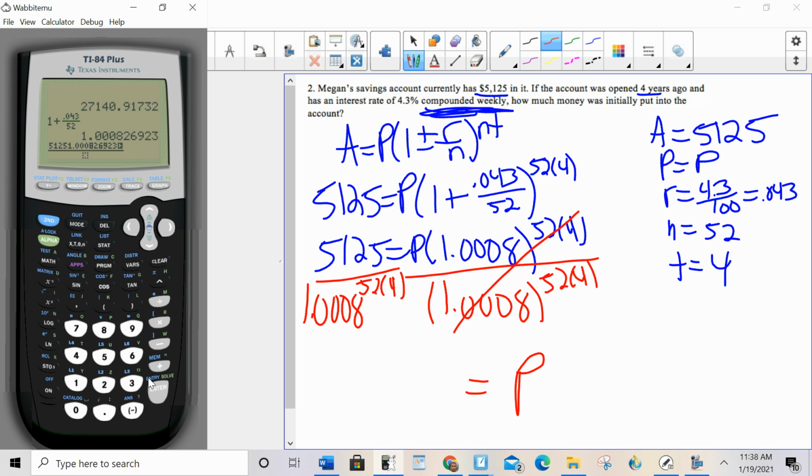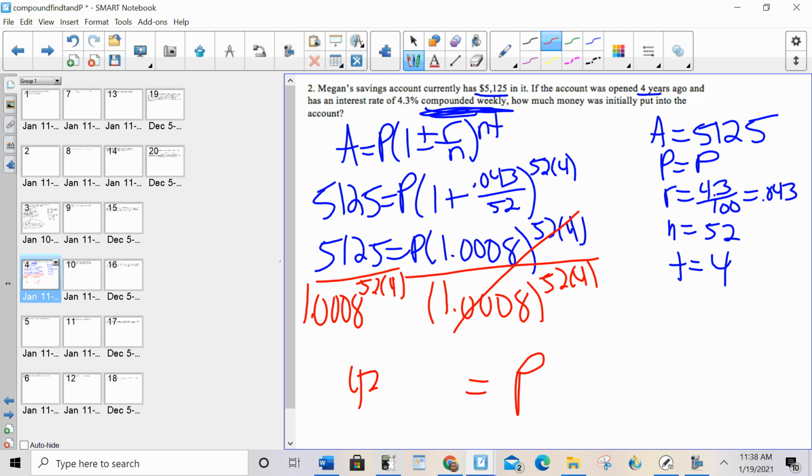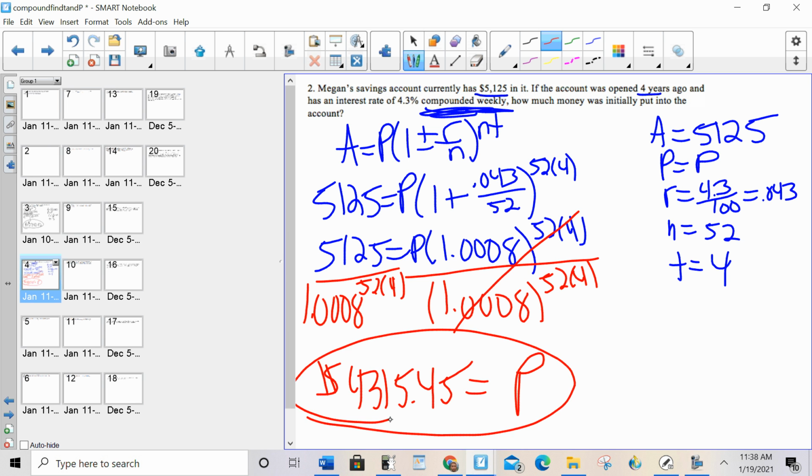So now I'm putting this whole thing in. Oops, that didn't work. So how about this way? Let's do 5125. Instead of copying and pasting, I can hit second answer. Then I'll take the previous answer to the power of 52 times 4. We're talking about money, so we're going to round to the nearest cent. So to find P, you're just substituting all the values like you normally would, and you're just going to divide away whatever is on the same side as P.